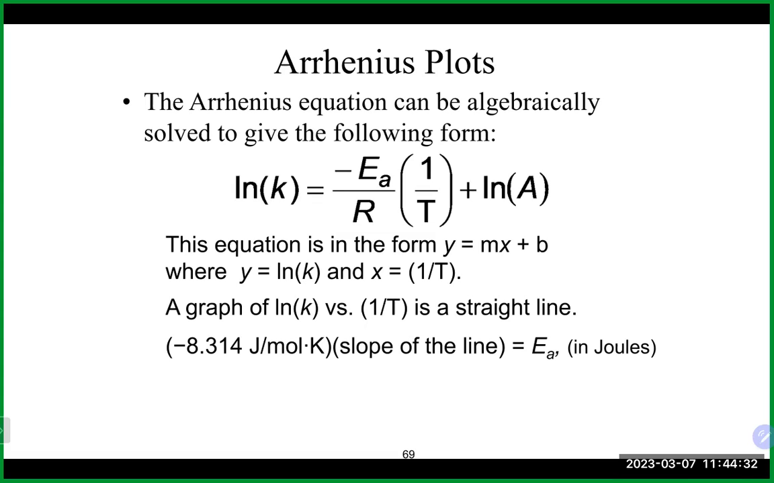A is the frequency factor, and you can think of it as the proportion of molecules that have enough energy to get up and over to the other side. I think we talked about that at the very end there. Typically, the units of A will be the same units that you see for the rate constant. And by the way, the A value is the y-intercept, where the line crosses the y-axis.